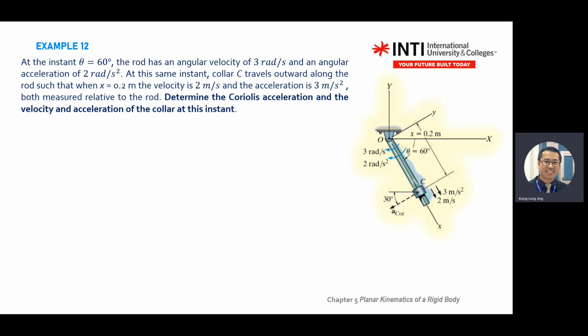So at the instant of 60 degrees, the rod has an angular velocity of 3 radians per second. Acceleration is also given. At this instant, collar C travels outwards along the rod. When x equals 0.2 meter, velocity is 2 meters per second, and acceleration is 3. Both are measured relative to the rod. Determine the Coriolis acceleration and the velocity and acceleration of the collar at that instant.